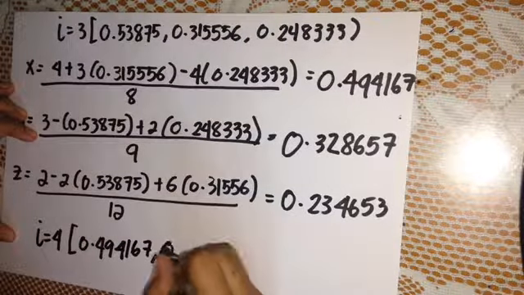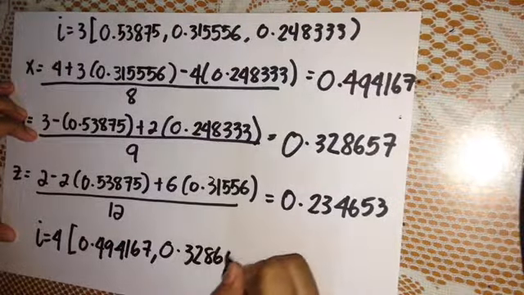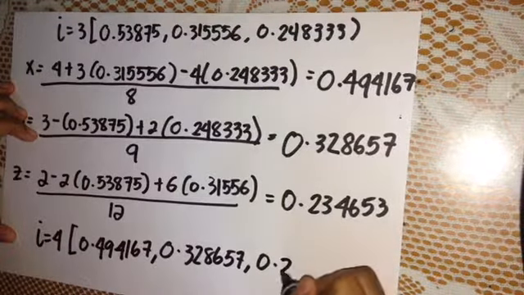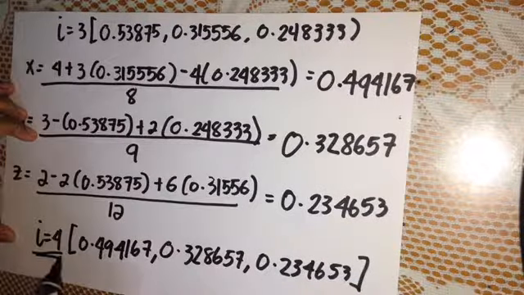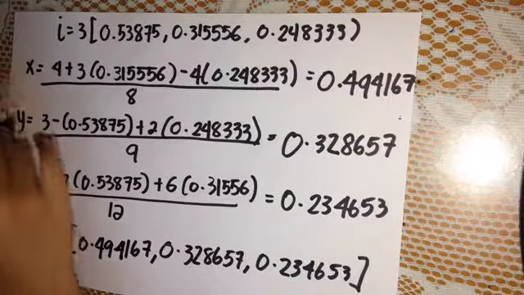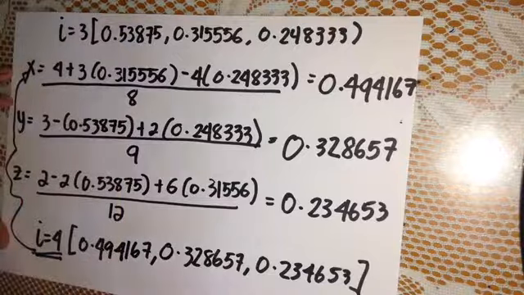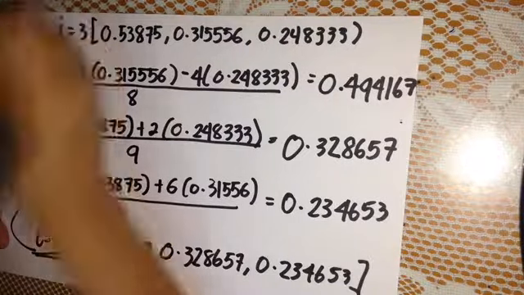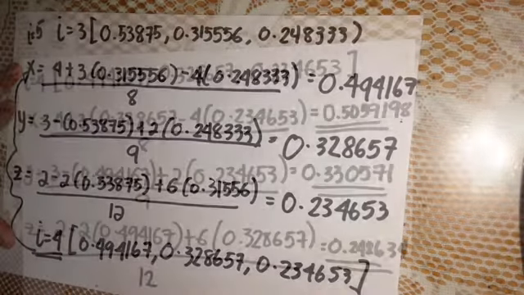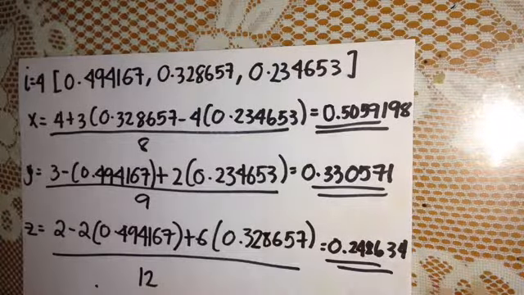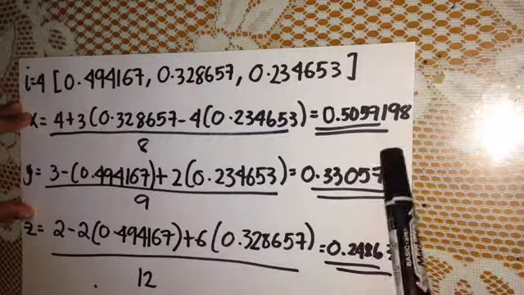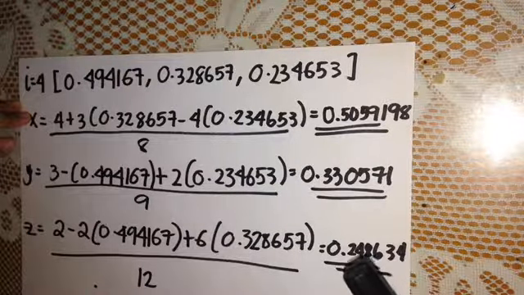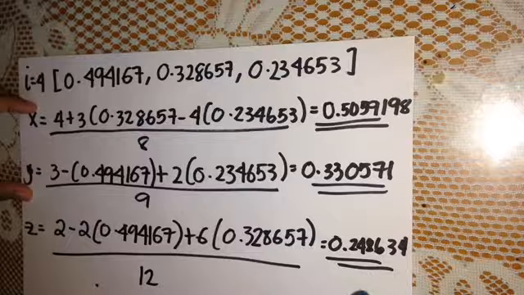0.494167, 0.328657, and 0.234653. Now, we will use this initial point to substitute for the value of x, y, and z, and we will get I5. Substituting initial point at 4 to the value of x, y, and z, we will get the value of I5. Then substituting I5 to the value of x, y, and z, we will get I6. And after that, we will solve for the error.